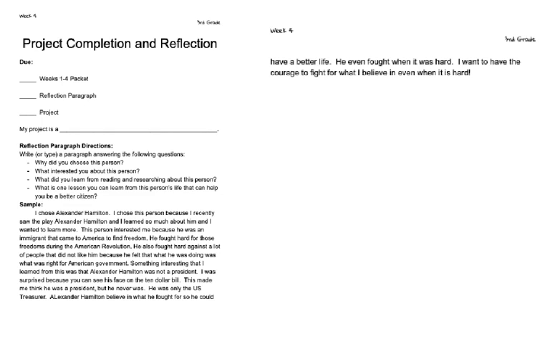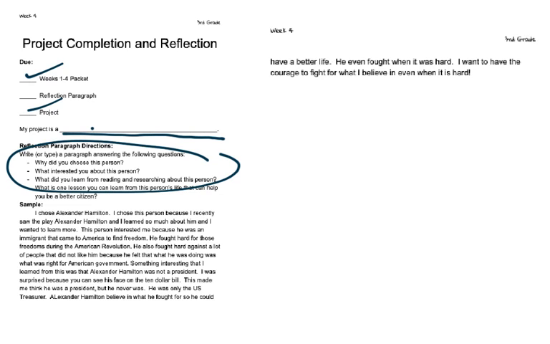For week 4, project completion and reflection. Do you have weeks 1 through 4 packet? Check. Do you have your reflection paragraph? Oh, probably not yet. And do you have your project? And my project is, whatever it was. It was me dressing up. It was a poster. This is the reflection paragraph. So these are the directions.